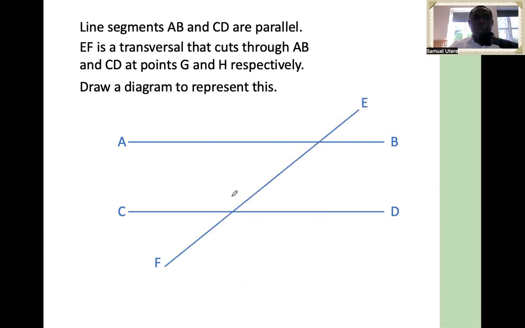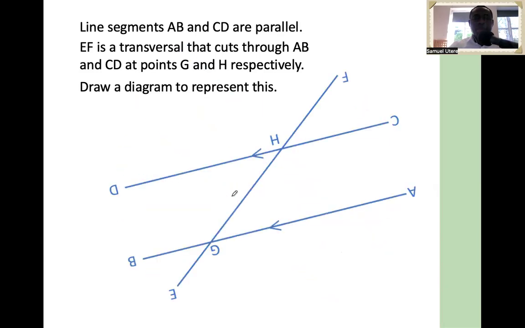So the transversal can take any orientation. It can be in that orientation or the first orientation. And of course, you mark the points through which the transversal line segment cuts through the parallel lines AB and CD. And of course, you do not forget to put your parallel line notation. And it can be in any orientation.